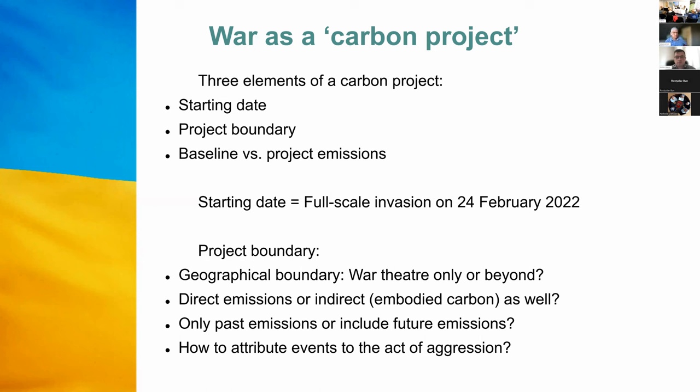So basically, what kind of sources of emissions do you take into account, and which ones do you ignore? And then last but not least, baseline versus project emissions. You set a baseline, meaning what would have been the emissions in a no war scenario, without the act of aggression, and what are the actual war emissions, and then the difference is what you call the additional emissions of greenhouse gases. So this is a fundamentally different approach from doing inventories, where you simply take absolute emissions of, for example, a country or of an industry.